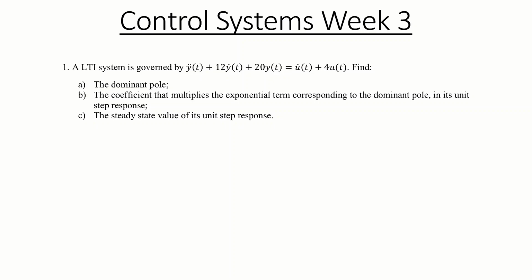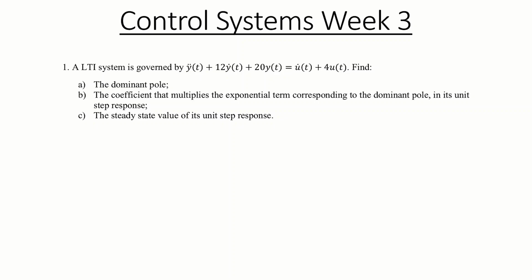So first question is: an LTI system is governed by y double dot of t plus 12y dot of t plus 20y of t equals u dot of t plus 4 into u of t. So we have to find what is the dominant pole, the coefficient that multiplies the exponential term corresponding to this dominant pole in its unit step response, and the steady state value of its unit step response.